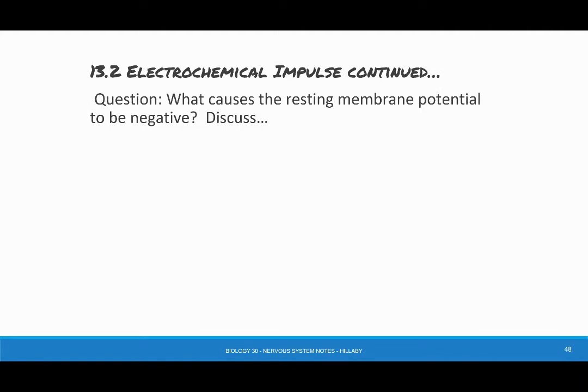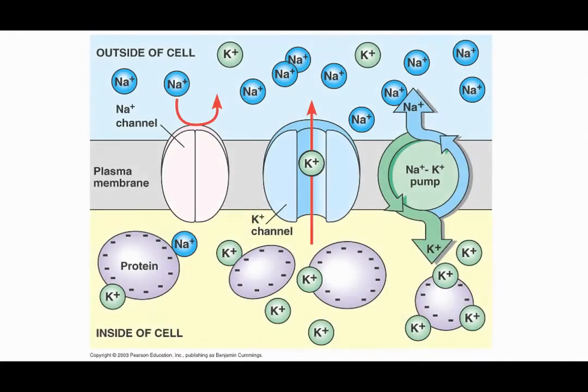Okay, so the question is, what causes the resting membrane potential to be negative? Take a look at this image and see if you can come up with two reasons why the inside of the axon would be negative 70 millivolts.